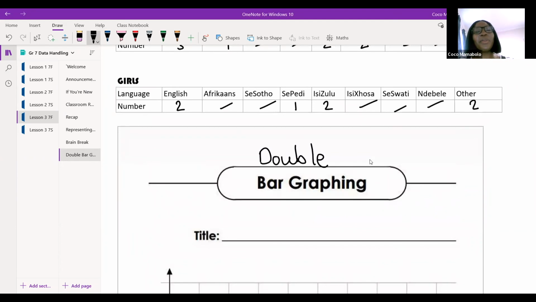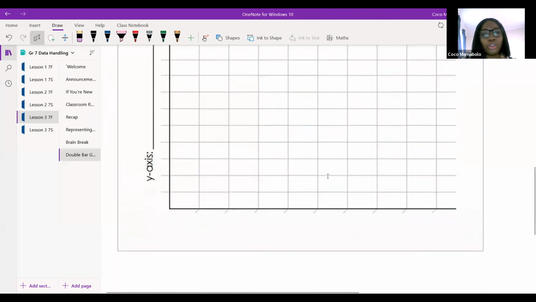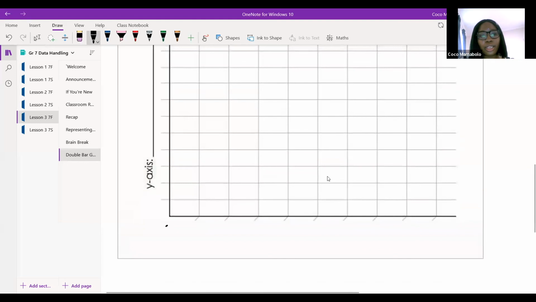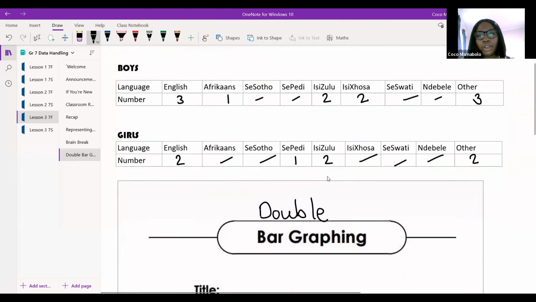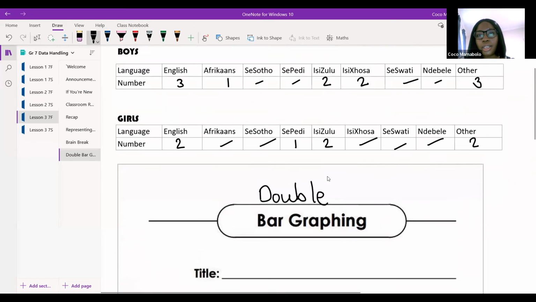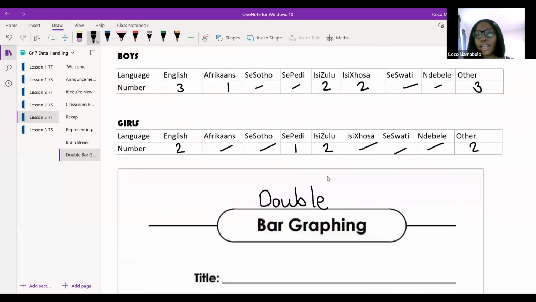Okay, all right. So what we're going to do, guys, is we're going to draw a double bar graph. So we're going to take the information we have. I've got English, Afrikaans. We're going to skip Sesotho altogether because there's no one for Sesotho. So I'm going to write here English. And this time I'm not going to skip a line, but I'll show you guys what we're going to do. Afrikaans. And then we've got Sepedi and isiZulu. So I've got Pedi here and Zulu. And then I've got Xhosa and other.